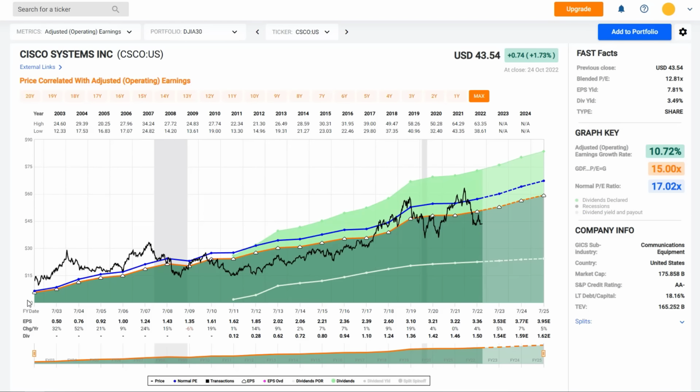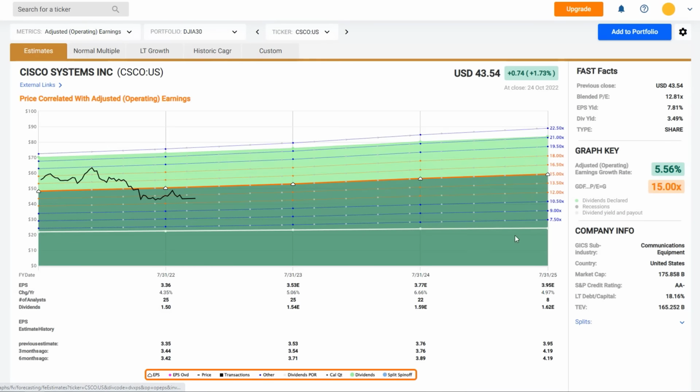But yet the company grew its business every year. And this is the reason for valuation. The stock was overvalued at the beginning of the year. It's become cheap now, offers an earnings yield of 7.81%, a dividend yield of 3.49%. And it's forecast to grow at about 5.5 or 6%.